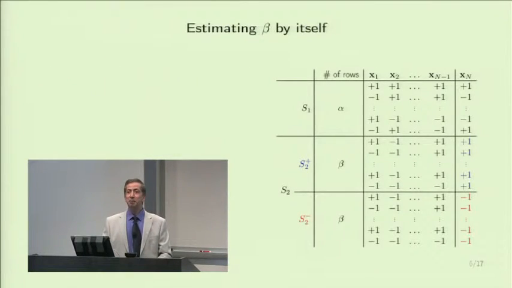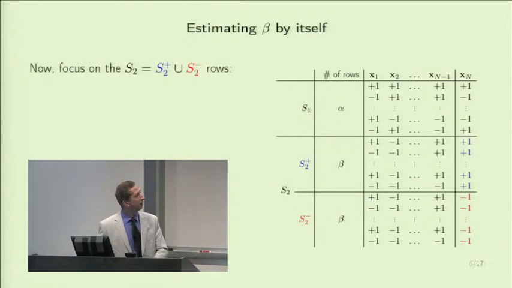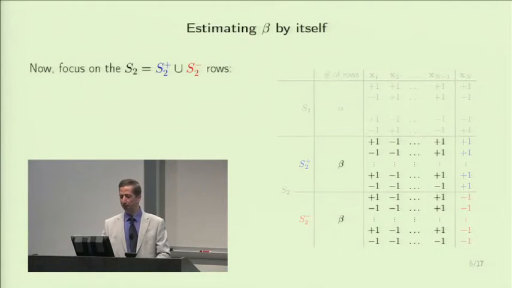Now let's try to estimate beta by itself. This is the more subtle argument. In this case, we are going to focus on the second part only, the S2 part, the guys that appear twice in the big matrix. So let's focus on them. These guys are very easy to analyze. They are here and here, exactly the same. So this block is identical to this block.